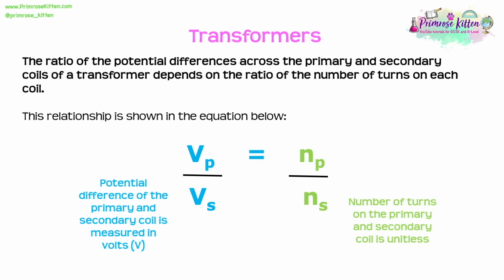Now, the thing with this is you need to identify what belongs to the primary and what belongs to the secondary when substituting them into the equation. And my top tip for this is remember that you can write this equation upside down. So you can have Vs over Vp equals Ns over Np. That can be really helpful when it comes to rearranging because it just simplifies it. If you have to find out what Vs or Ns is, make sure you write this upside down so that those are on the top. It's much easier to rearrange.